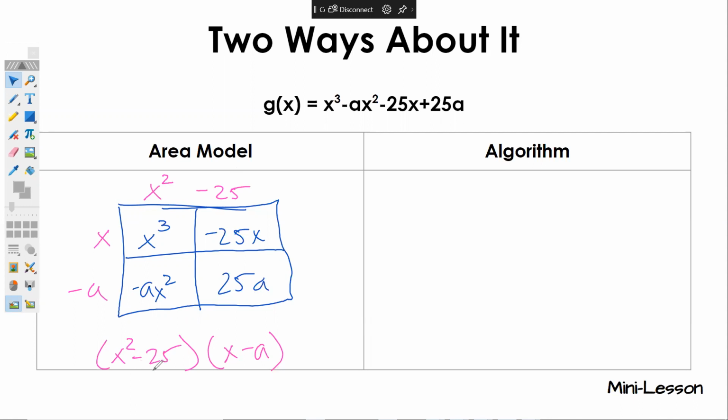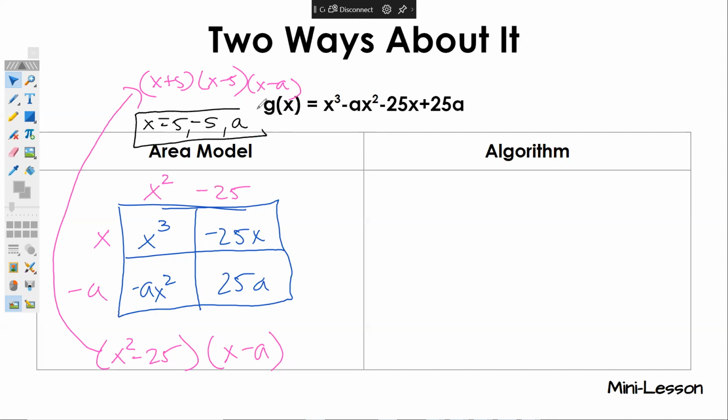Can you break down that x squared minus 25? Yeah, so x plus 5, x minus 5. What are my zeros? 5, negative 5, and a. And check those signs, because a lot of people mess up on the signs, and that's what gets them the wrong answer. Remember, you've got to switch the sign. Make sure that you're good on it.